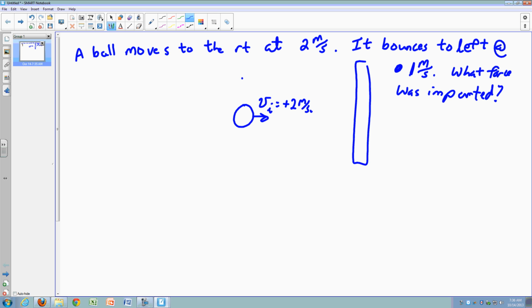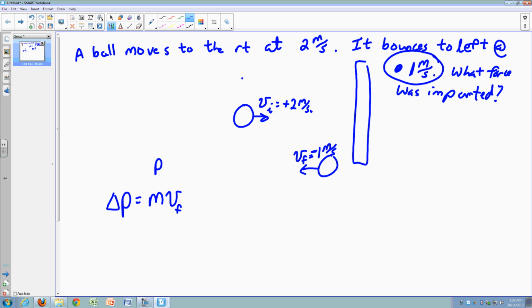Nothing really more complicated than that, but the parts where you'll mess up is getting the change in momentum correct. But you have to be careful here. When I say it bounces off at 1 meter per second, that means in the final state it has a final velocity equal to 1 meter per second, in the negative direction. And then if I want to know my change in momentum, it's going to be p_f minus p_i, the final minus the initial momentum.